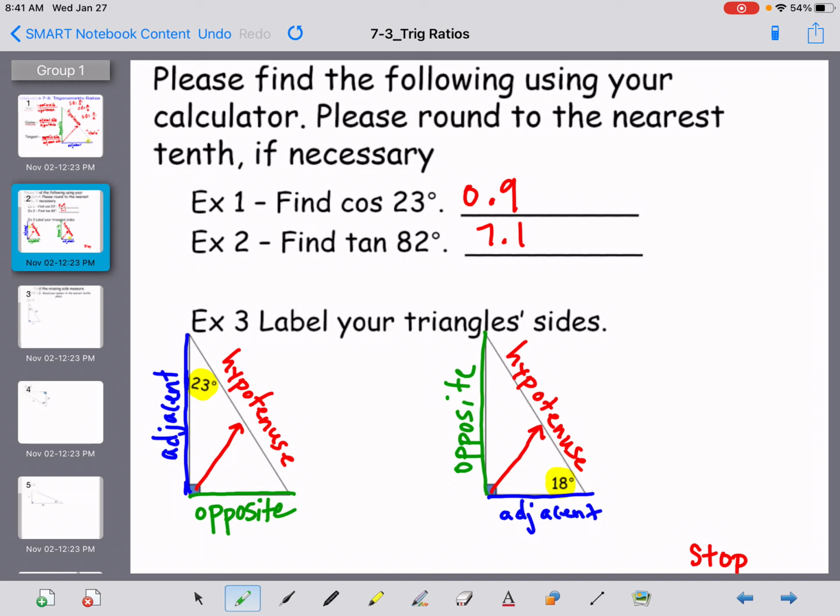All right, that's all we're doing today. And for your assignment, you're going to be typing different trig functions with the angle into your Desmos, and then you've got some questions where you've got to label the triangle sides.